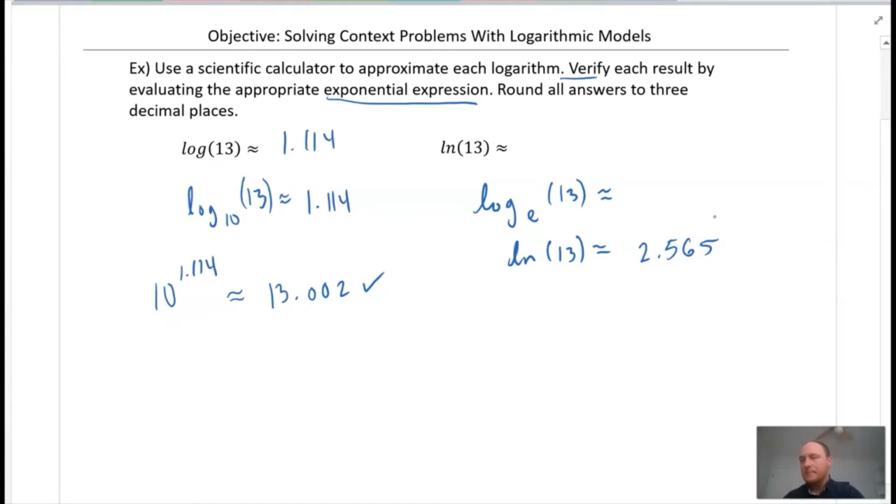So approximately 2.565. We want to verify this as an exponential, so base e raised to the power of 2.565, is this approximately 13?